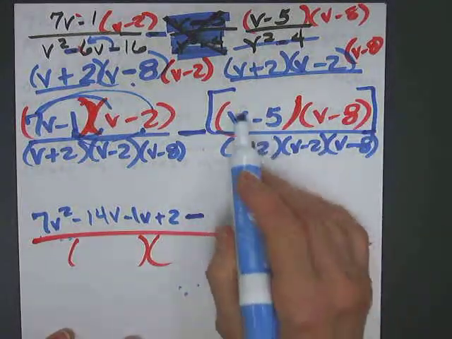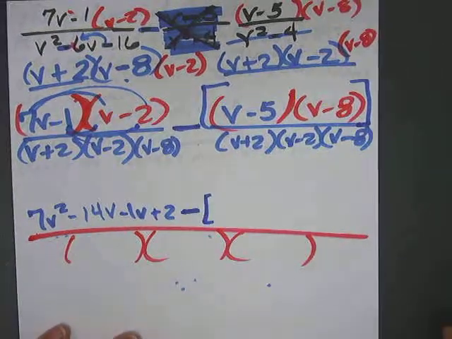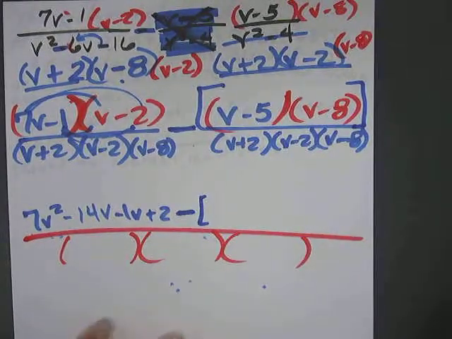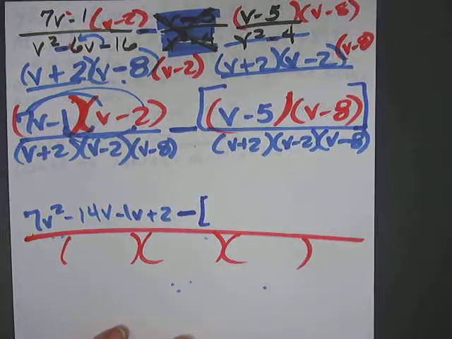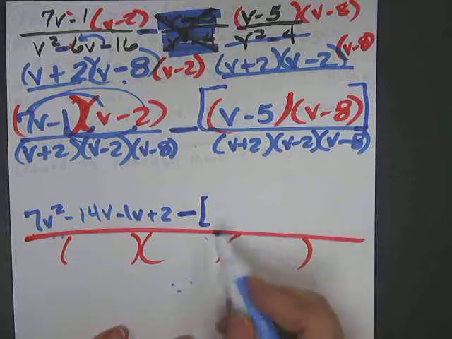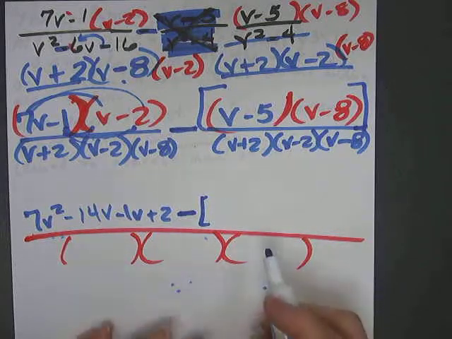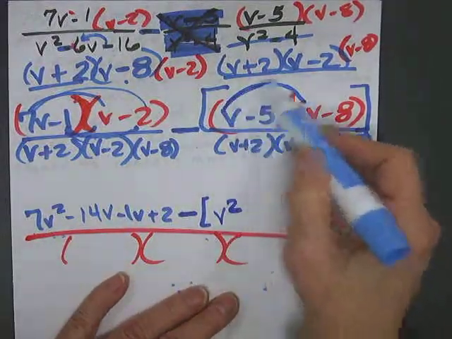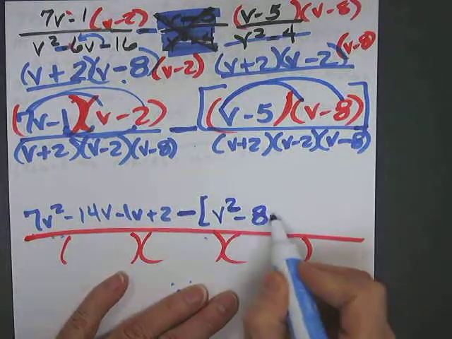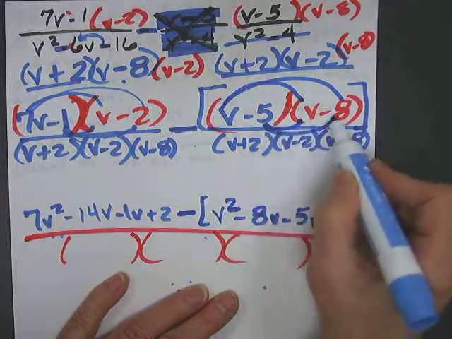Okay, FOIL. 7b squared minus 14b, that's the outside, minus 1b. And what about last times last? Plus 2. Minus. This is where it gets tricky. You're subtracting this whole thing.